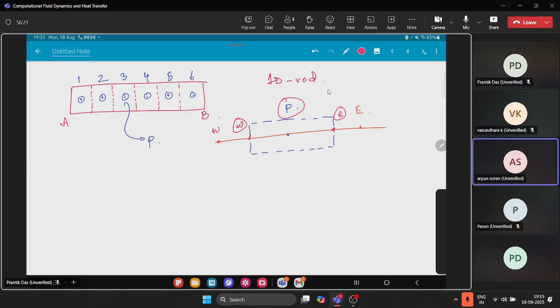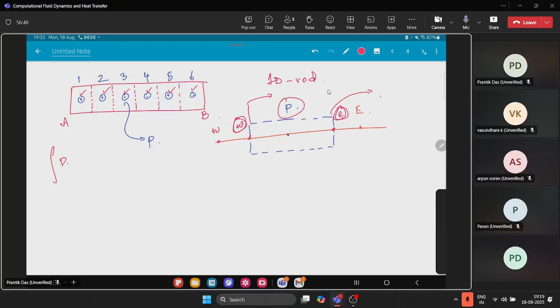Sir, this is finite volume, right? Yeah, this is finite volume. We are solving the equation at the cell center. If it is finite element, then we solve the equation at the nodes. Here I am discussing only the finite volume.